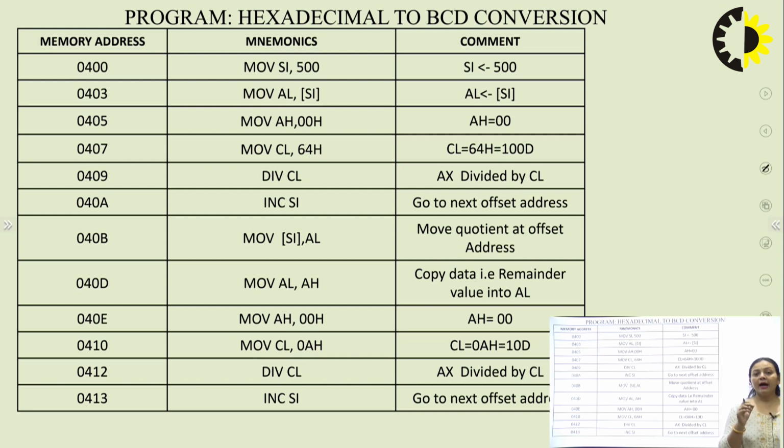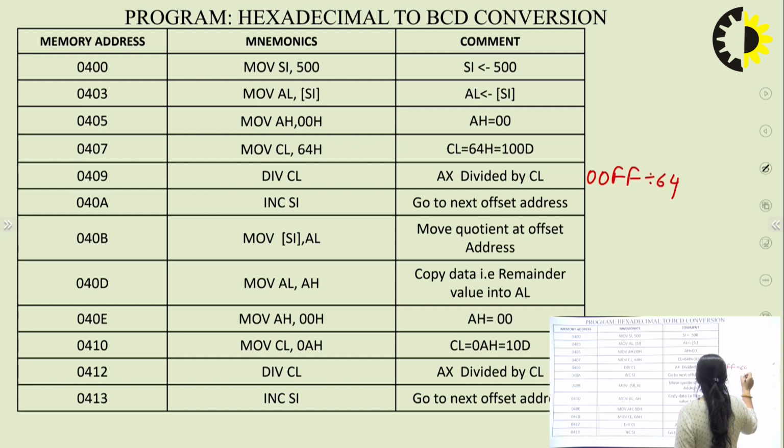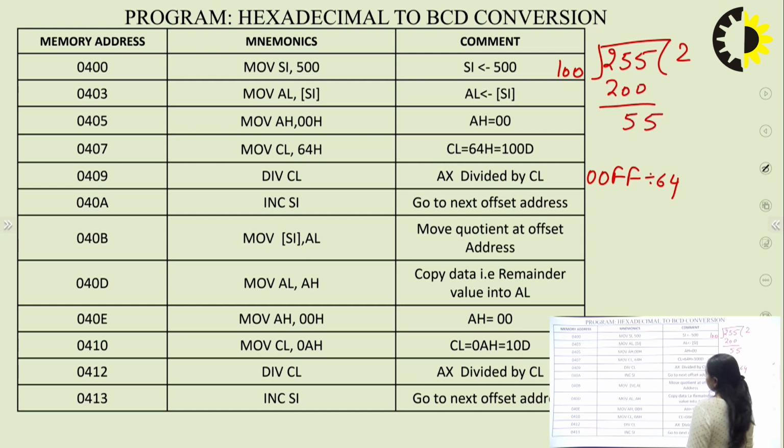Now what do I want to perform? I want to divide my input 00FF by 64. For your better understanding, FF is actually 255 and I am dividing it by 100. So if you divide it, you will get 2 as the quotient and 55 as the remainder. So we have just divided the numbers, assuming we have divided FF by 64, and we'll be getting 2 as the quotient value and 55 as the remainder.